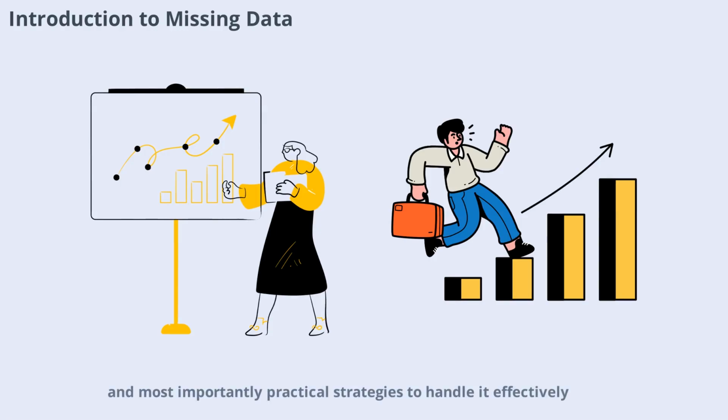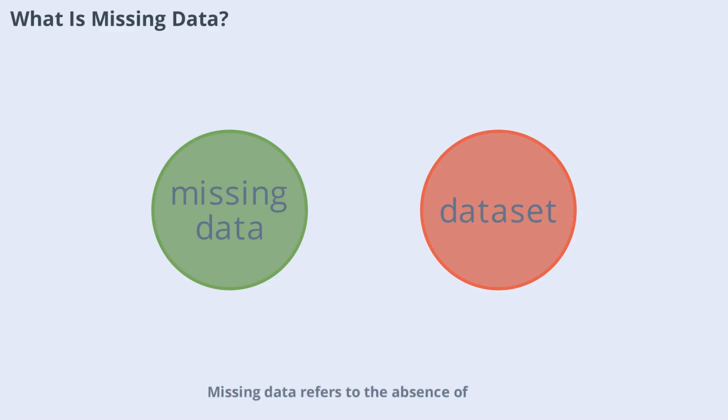In this video, we'll explore why missing data matters, the problems it can cause, and most importantly, practical strategies to handle it effectively. Let's start by understanding what missing data actually is and why it's so important to address it before moving forward with any analysis. Missing data refers to the absence of values in a dataset where information should exist. This can happen in any field: healthcare, finance, marketing, and more.